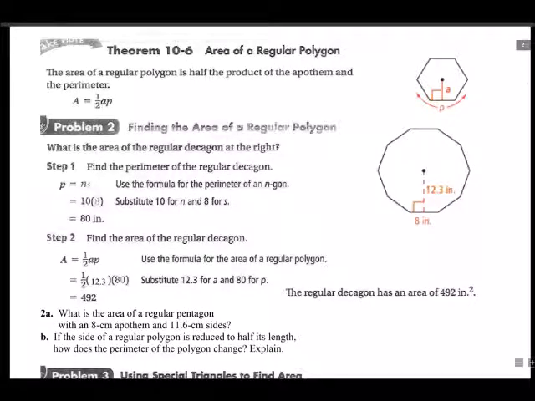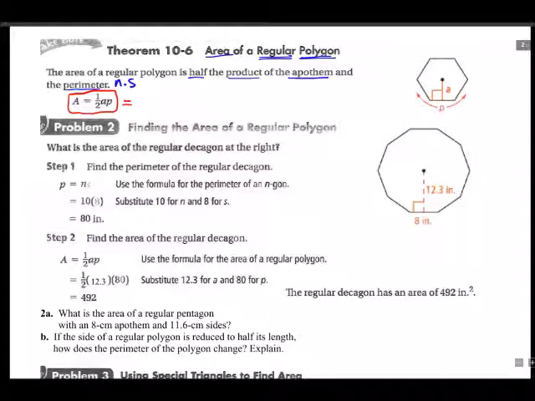The theorem here for the area of a regular polygon says that the area is half, that's where the triangle comes from, half the product of the apothem and the perimeter. Perimeter is the number of sides times the length of the side. So this is our formula for the area of a regular polygon.